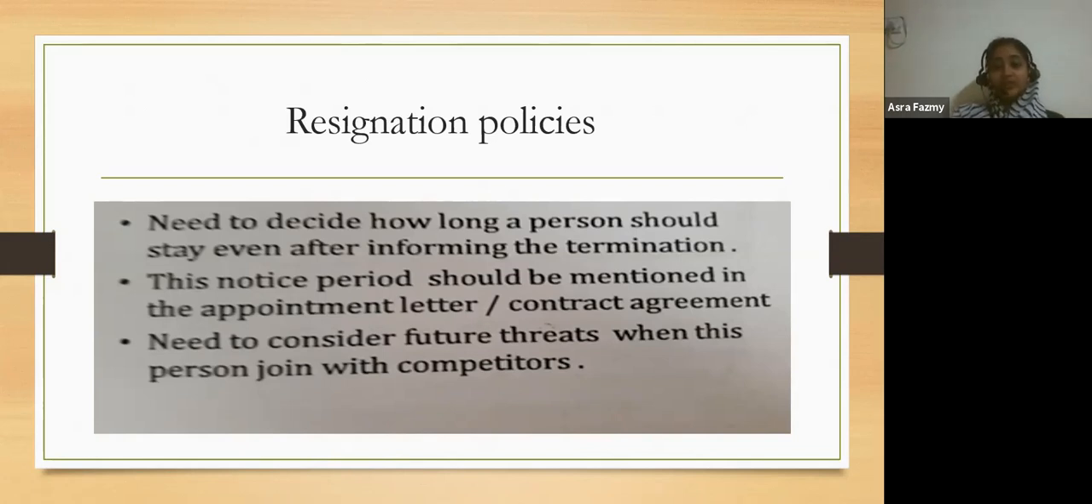You also need to consider future threats when this person joins the competitors. We'll say Parimala is leaving my firm and joining my competitor. I am ABC and my competitor is XYZ. When she joins my competitor, I have to be careful, because I need to make sure that she is not going to share any of my details with my competitor. So when you are resigning, I have to keep those things in mind, how it's going to affect my future business activities. Is that clear?